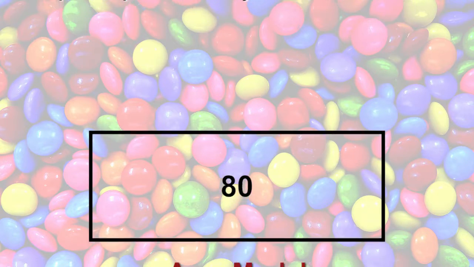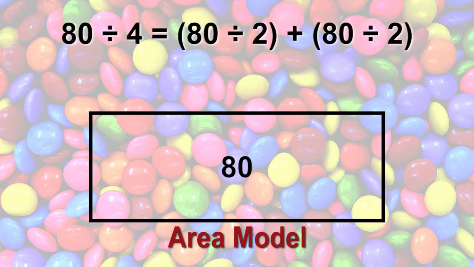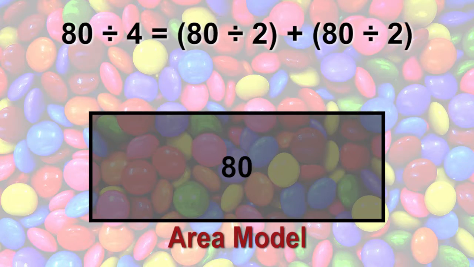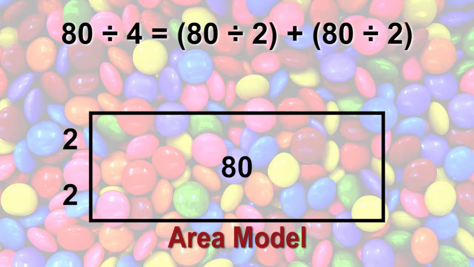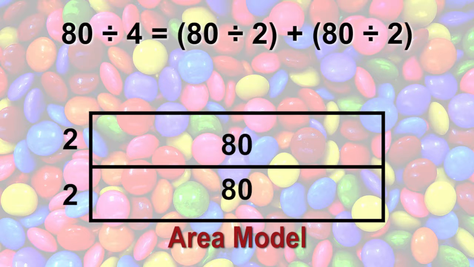Next, we can use the area model to show that the equation is false. The entire area of this rectangle is 80. I then put my 2 and 2 on the other side, totaling 4. We then would calculate 80 divided by 2 twice and add it together. Visually, we are using the same area of 80 twice.